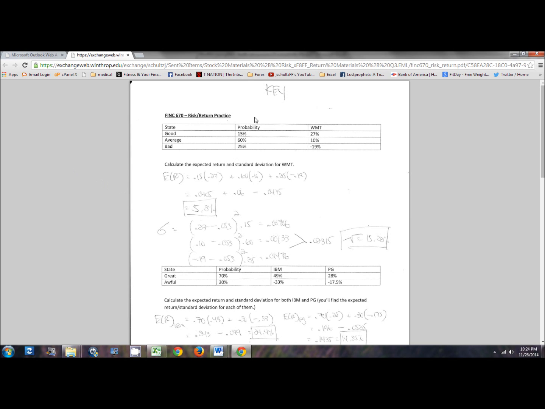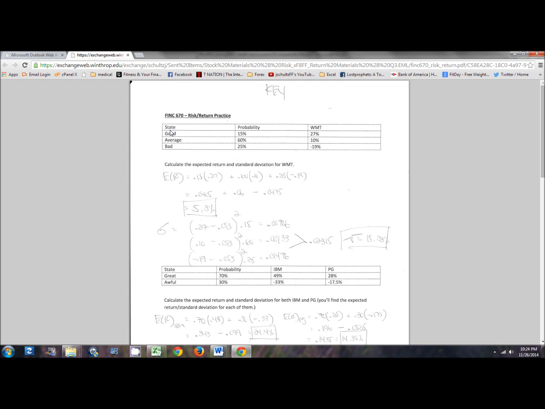So let's go ahead and knock out this first problem here where you're dealing with Walmart, ticker symbol WMT. So you have a very basic states of nature table right here with good, average, and bad, their corresponding probabilities, and then the stock's return given those different states.